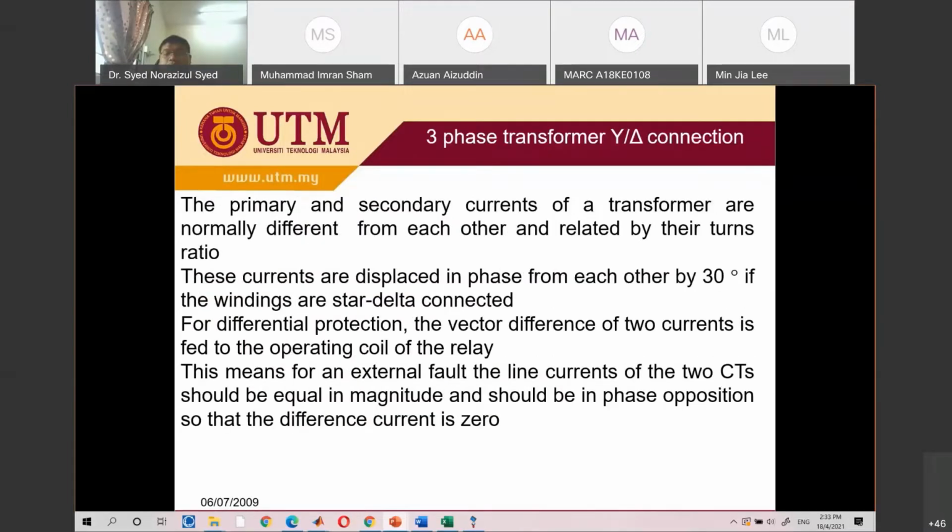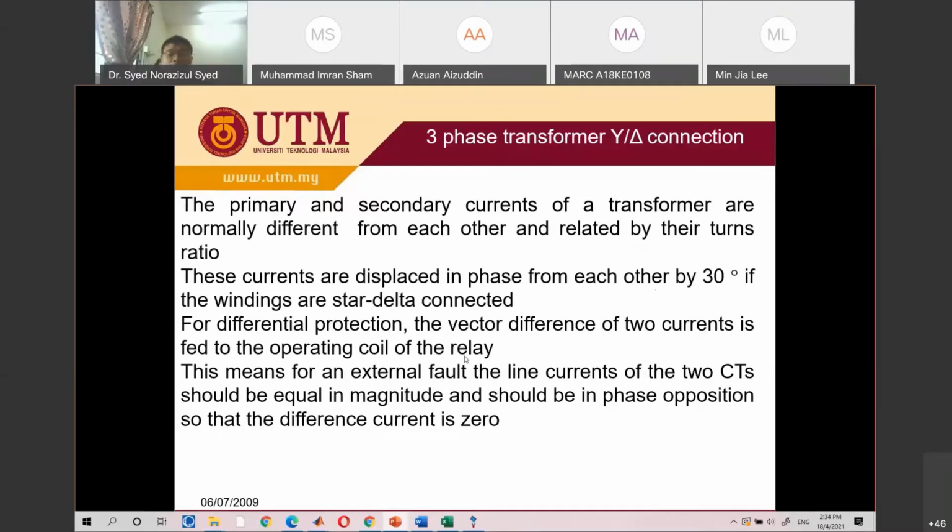The primary and secondary current of a transformer are normally different from each other and related by their turns ratio. These currents are displaced in phase from each other by 30 degrees. So the difference between star and delta is 30 degrees, whether it's plus or minus depends on the vector group, if the windings are star-delta connected. For differential protection, the vector difference of the two currents is fed to the operating coil of the relay.